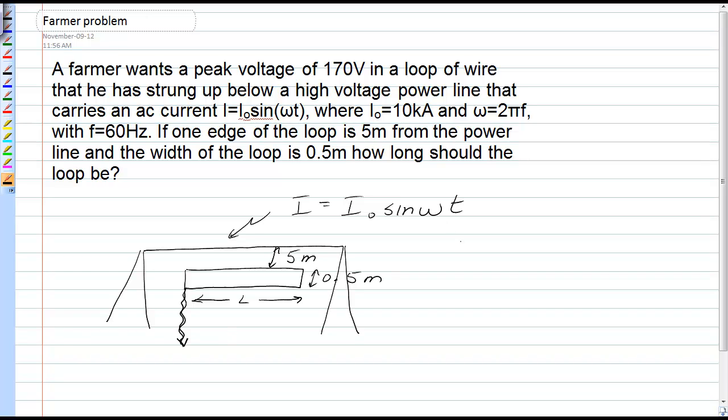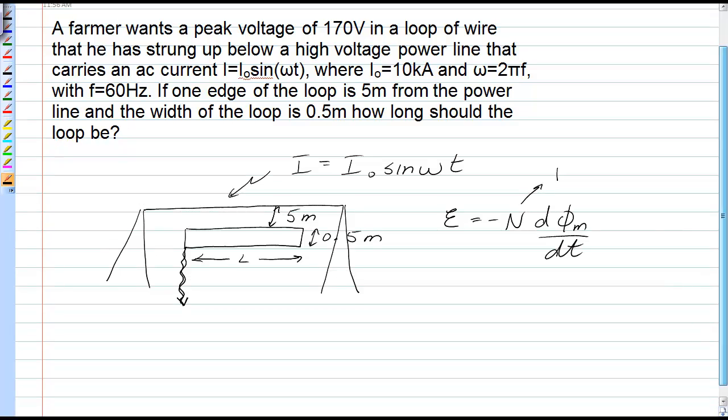Now, Faraday's law says that the induced EMF in that loop is equal to negative N d phi dt. So it means if there's a changing flux through that loop, there will be an induced EMF in the loop. In our case, N equals 1. So we need to calculate the magnetic flux due to that high voltage line at the location of the loop. The equation for magnetic flux is the integral of B dot dA.